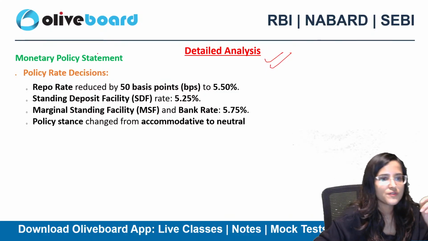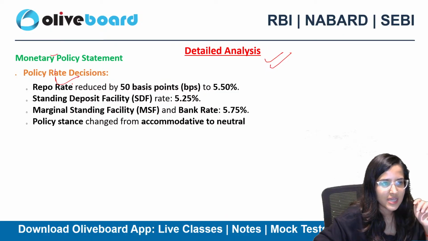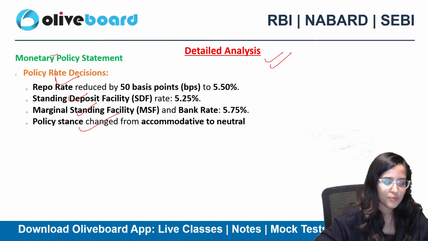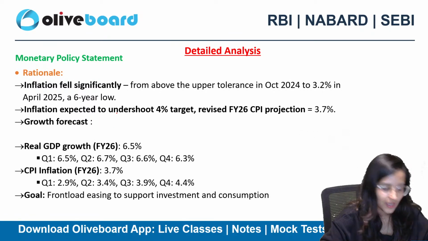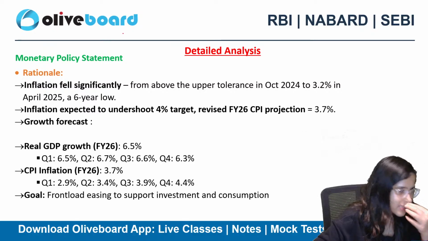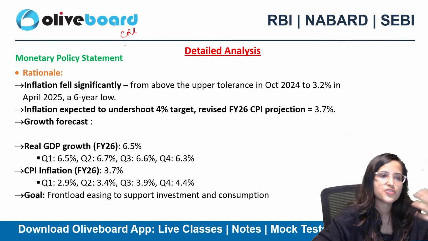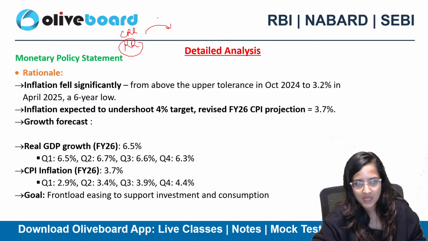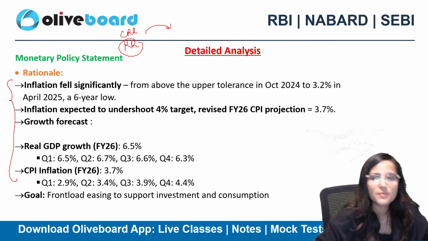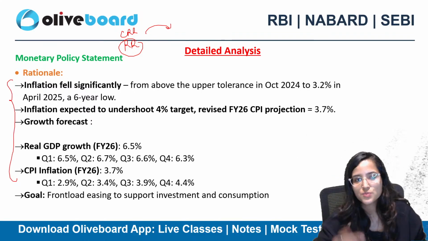Okay. So we've seen these changes: repo rate, SDF, marginal standing facility, and policy stance. We've already seen this. Now, why has the RBI taken up this stance? Why has it reduced the CRR? Why has it reduced the repo rate so much? Why has it shifted from an accommodative to a neutral stance? You need to know the rationale behind it, and that is what is mentioned in this bulletin.